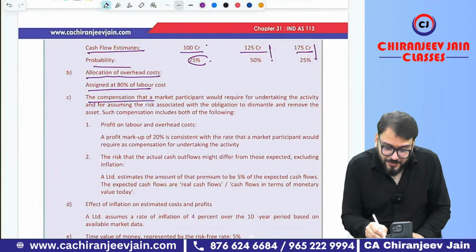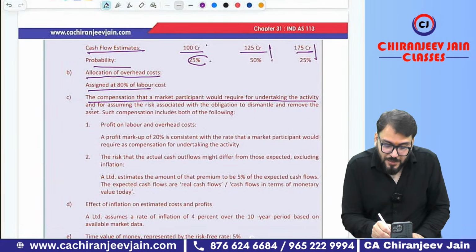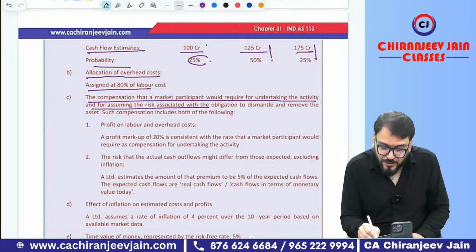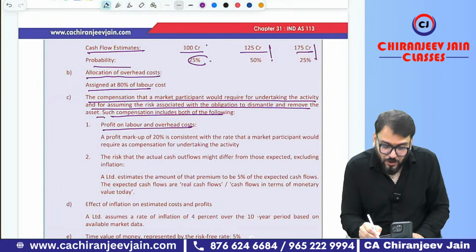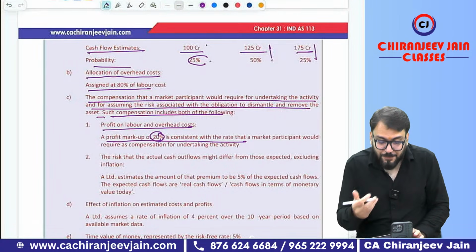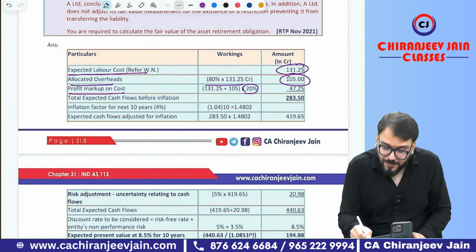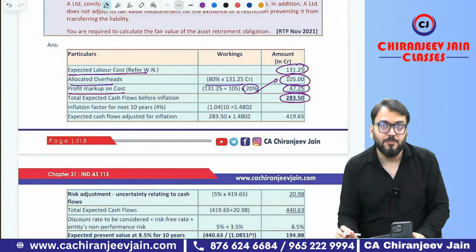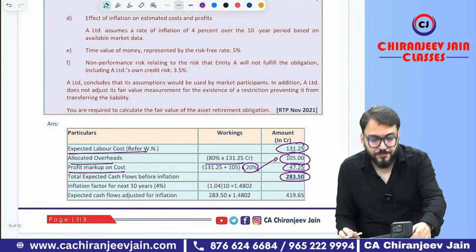Then compensation that market participants require for undertaking the activities and for assuming the risk associated with the obligation to dismantle and remove the asset. Such compensation includes both the following: profit on labor and overhead cost. A profit markup of 20% is consistent with the rate. So you can see they have increased the profit markup on cash, 20% on the total of this. This will be added, and this is the total expected cash flow. Understood?